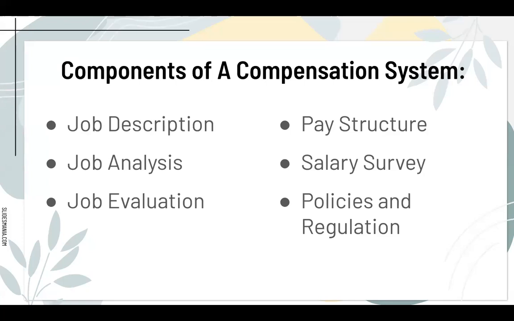A compensation system is used to determine the appropriate monetary values exchanged for the employee's work performance. Some common components of a compensation system are a job description, which is the written form of job responsibilities, requirements, function, location, environment, and much more. Job analysis, such as interviews, questionnaires, observation, and job evaluation, comparing jobs to determine the right amount of compensation for an individual job or job element. Pay structure, such as salary or wages, and policy and regulation that are enforced, such as the Fair Labor Standards Act. Next one, please.